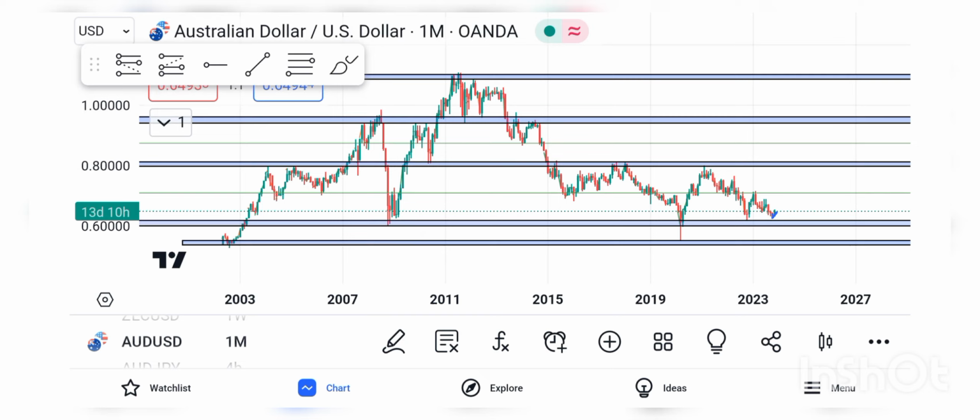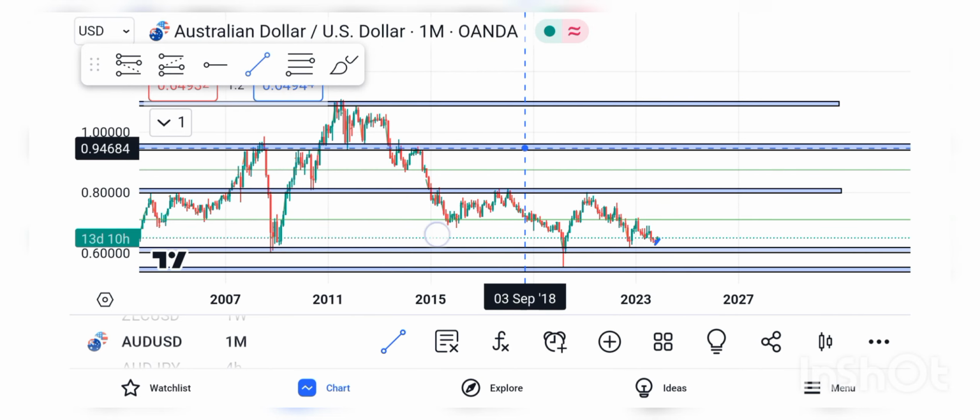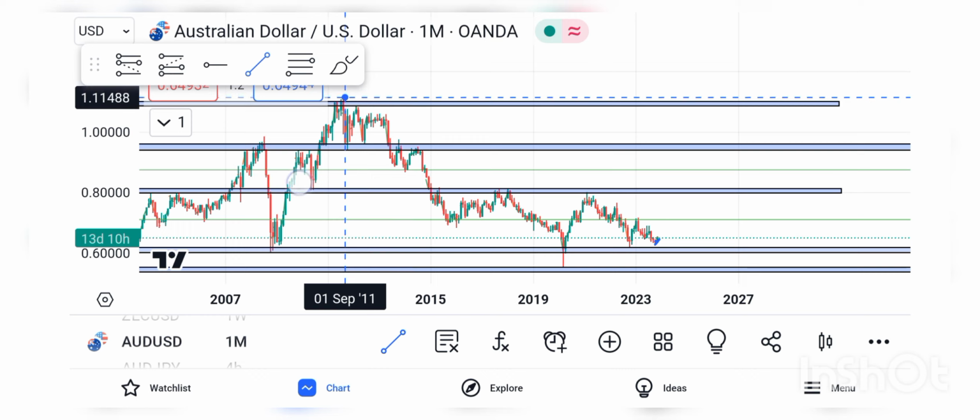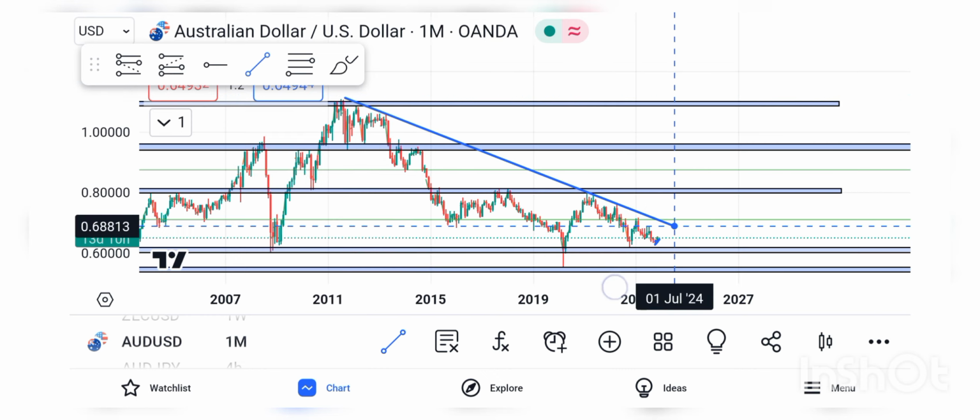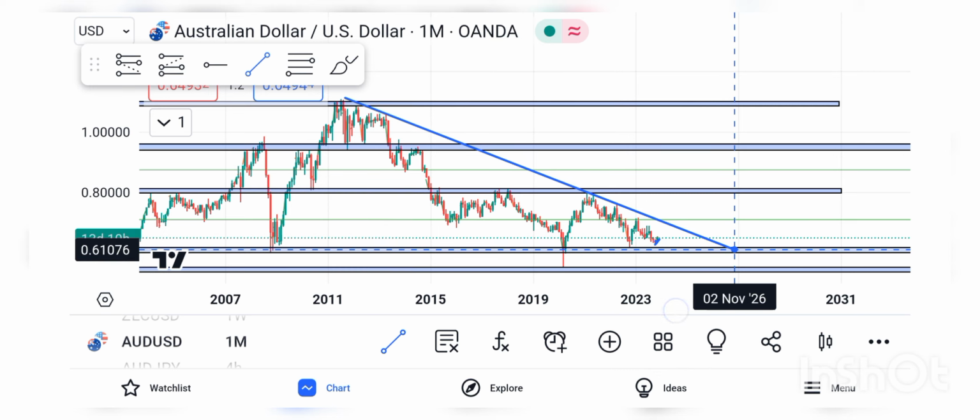My resistance and support levels are already identified, major zones identified, and my 50% of whichever zone respected the 50%. So firstly, what we can see here is the market is moving in a downtrend, like so. The market is moving in a downtrend, and it's been moving in this downtrend since 2011. That's a very long time.